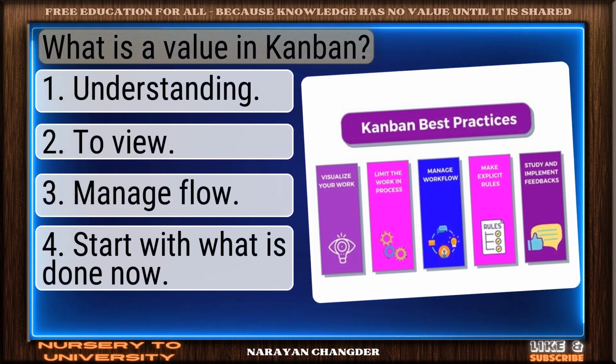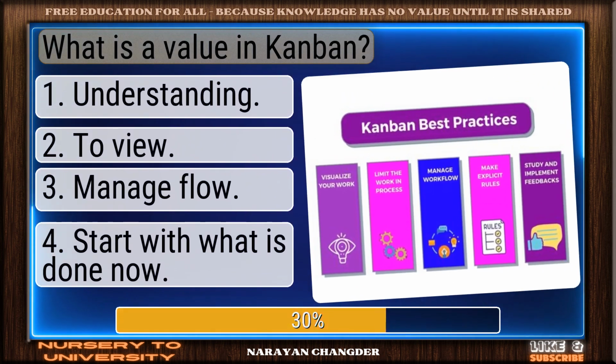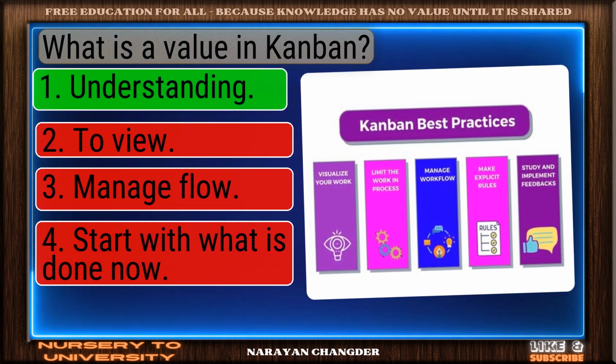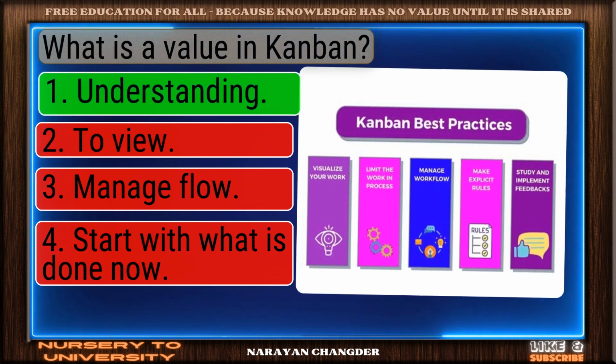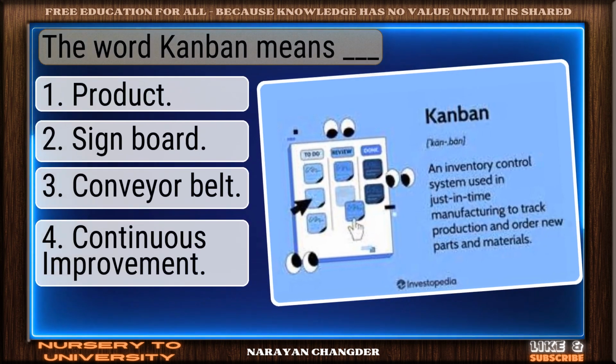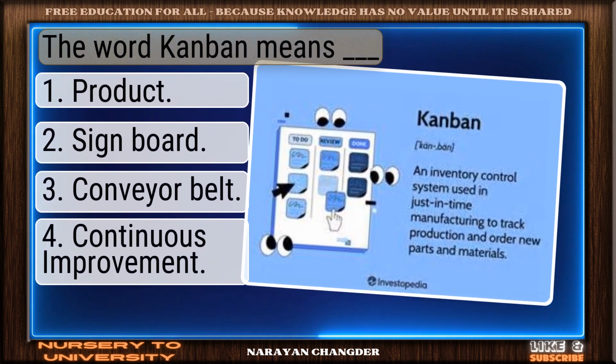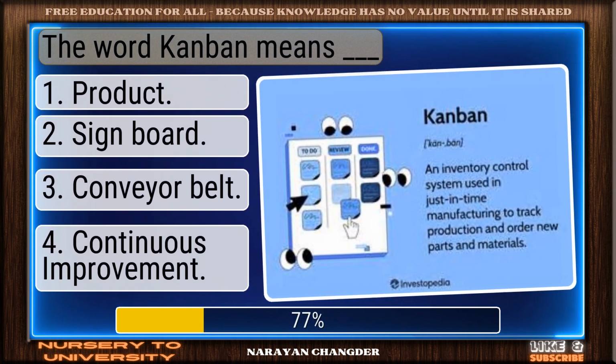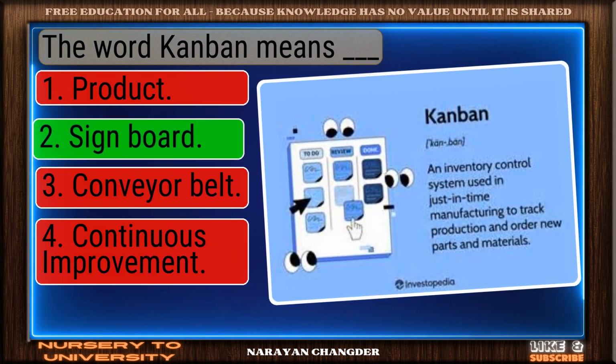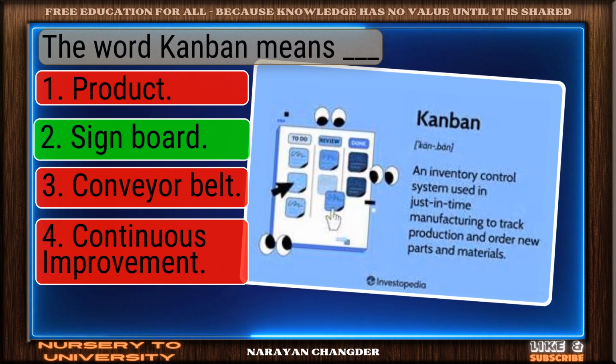Question number 54. What is a value in Kanban? Good thinking. Understanding is the right answer. Question number 55. The word Kanban means dash. Exactly. Signboard makes sense, and it is the right choice.